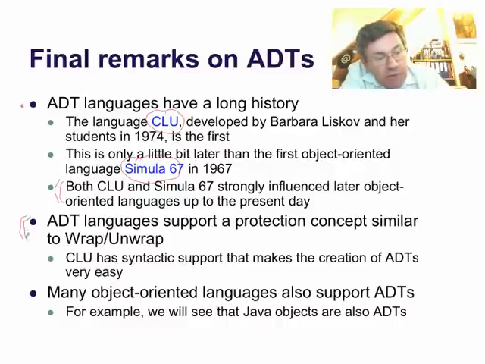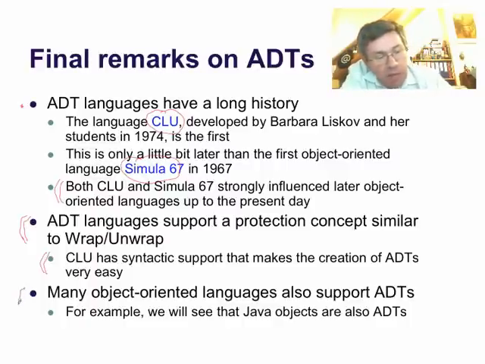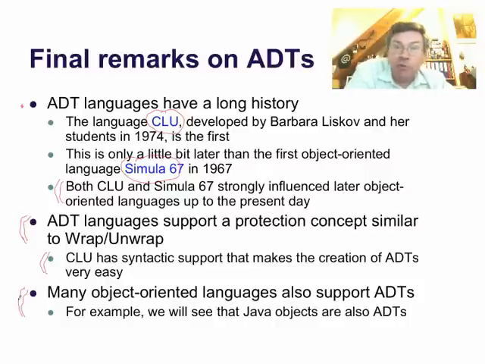These abstract data type languages support a protection concept. They have to encapsulate the abstract data types, and CLU specifically has syntactic support to make this really easy. In the example I showed you with wrap and unwrap, everything is explicit. There's no syntactic support. But a real language designed for abstract data types would give you syntactic support to make this very easy. And a final point, many current object-oriented languages also support abstract data types. For example, we will see that Java objects are in fact also abstract data types.